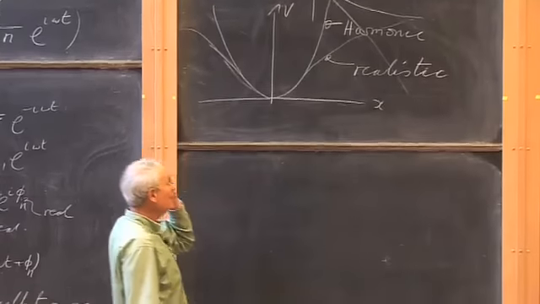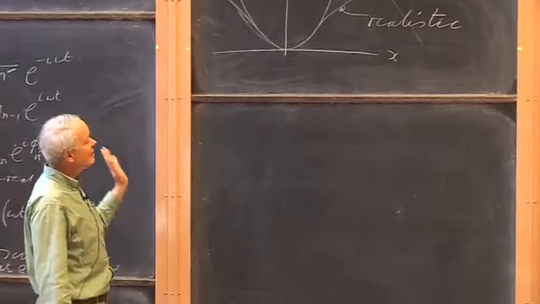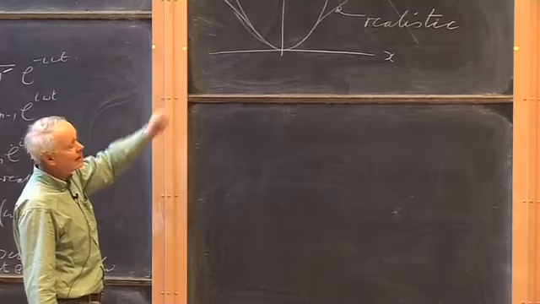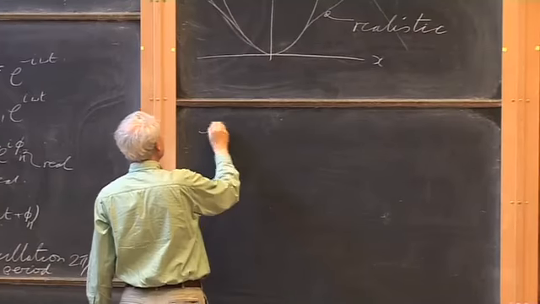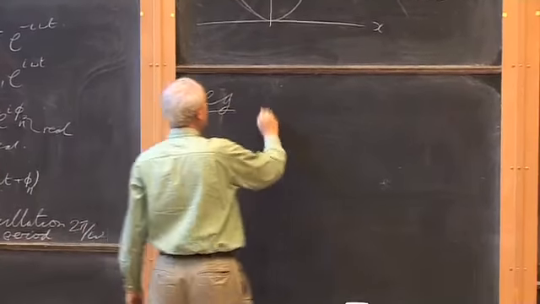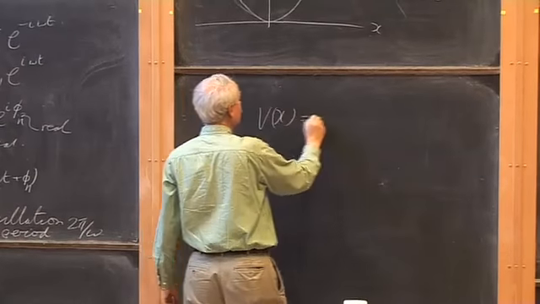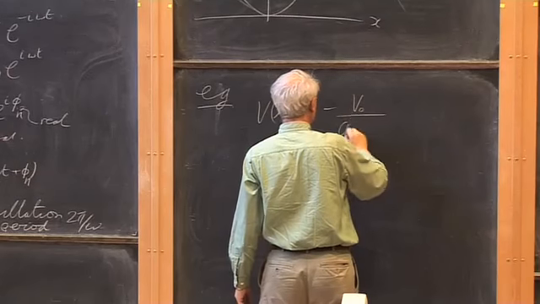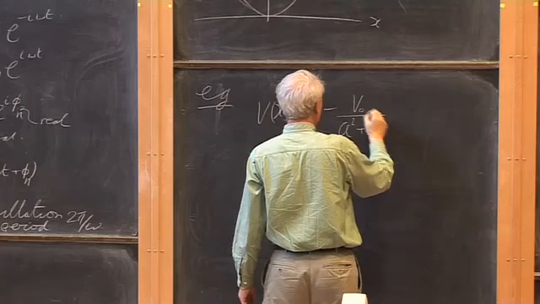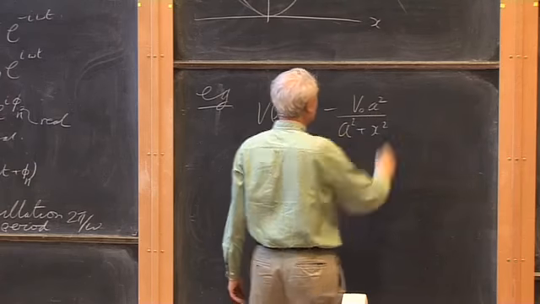So what we should do is investigate, let's see what quantum mechanics has to say about more realistic oscillators. Let us take, so this is just an example, supposing we take V of x is minus some constant over a squared plus x squared, and I suppose we need an a squared on top to get the dimensions straight.